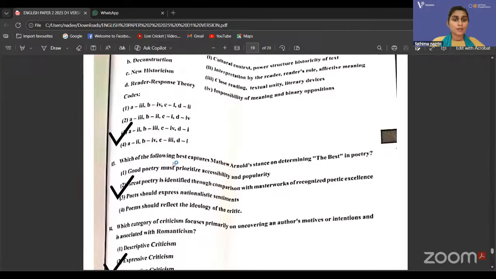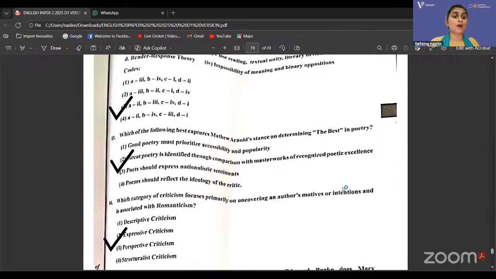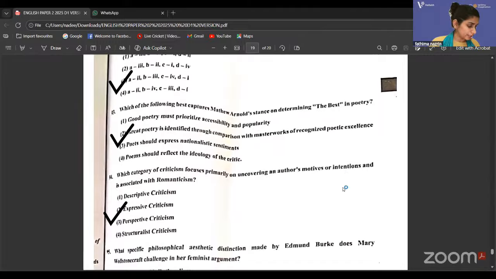Now, which of the following best captures Matthew Arnold's stance on determining the best in poetry? Great poetry is identified through comparison with masterworks of recognized poetic excellence. That is the answer of question number 93. Remember the touchstone method? He believed in comparing our works with the master works that have already been acknowledged. So option number 2 is the correct answer.